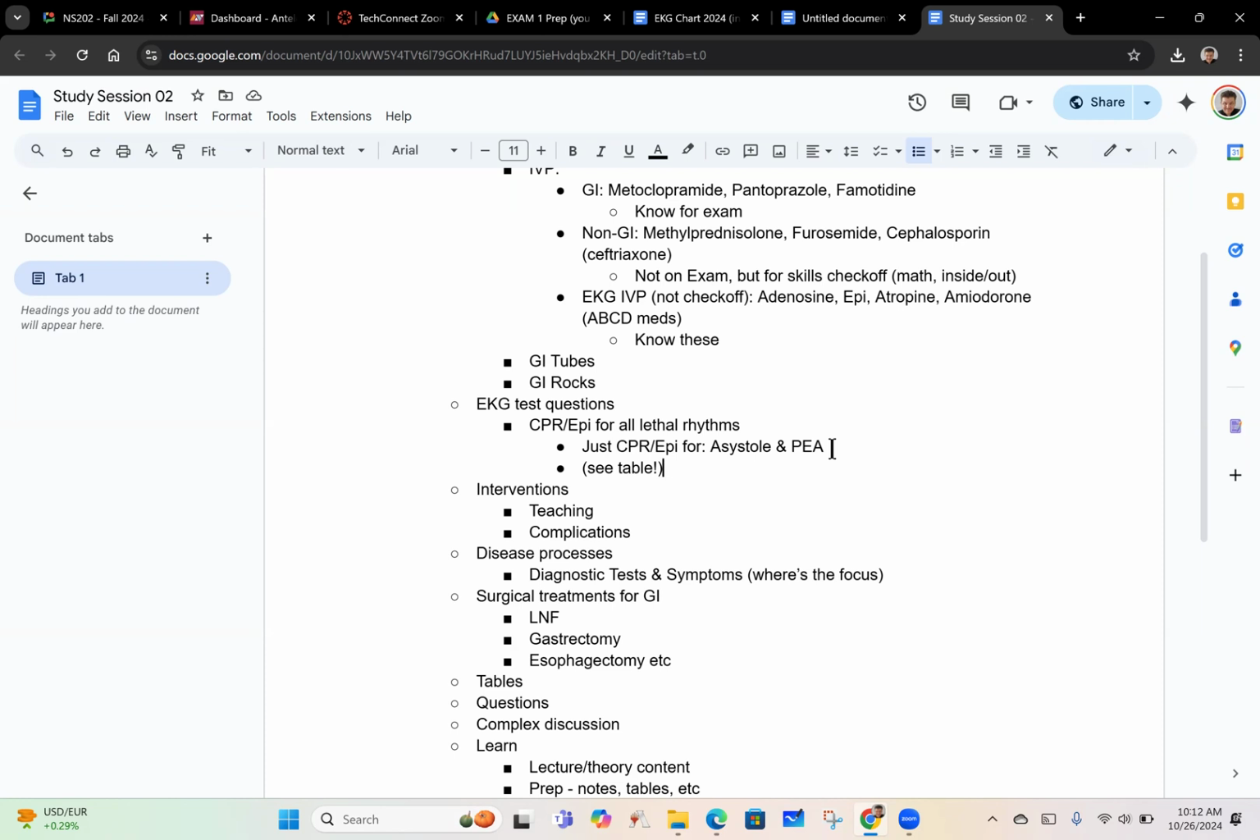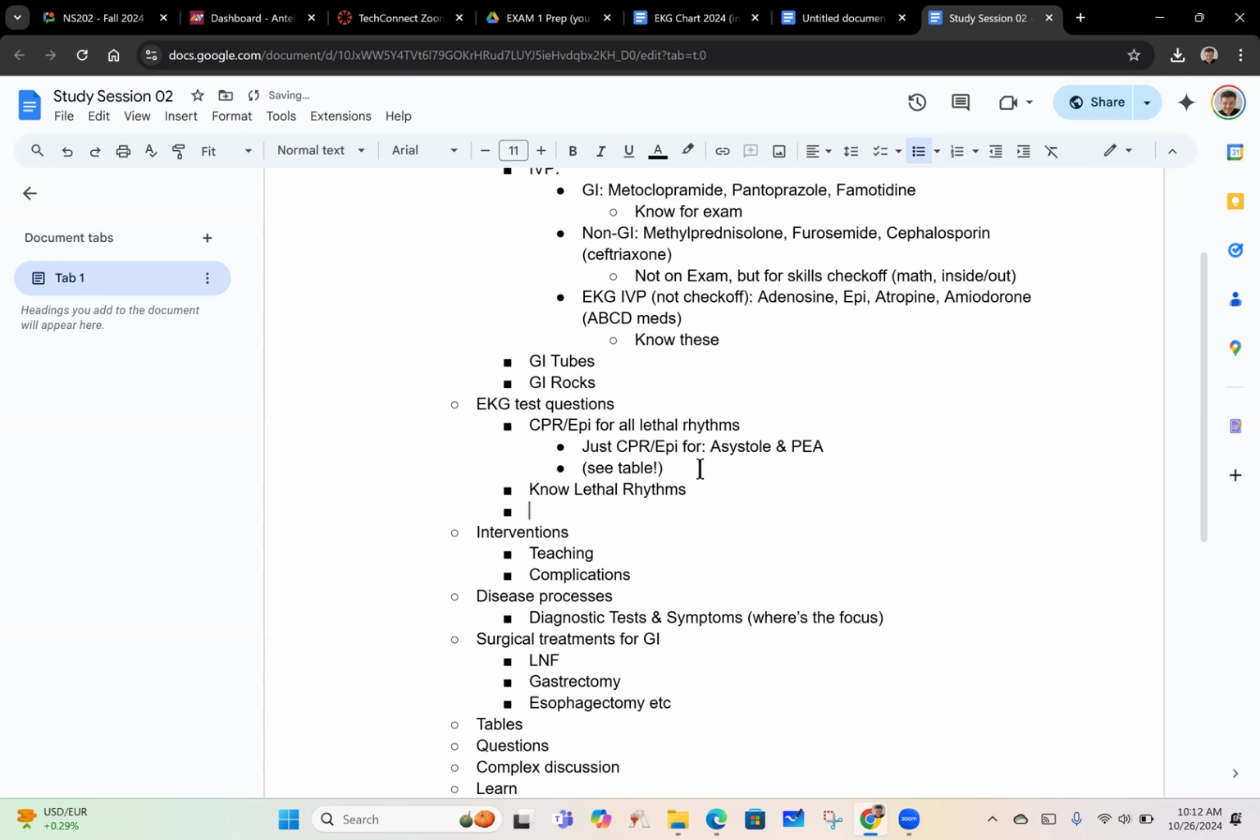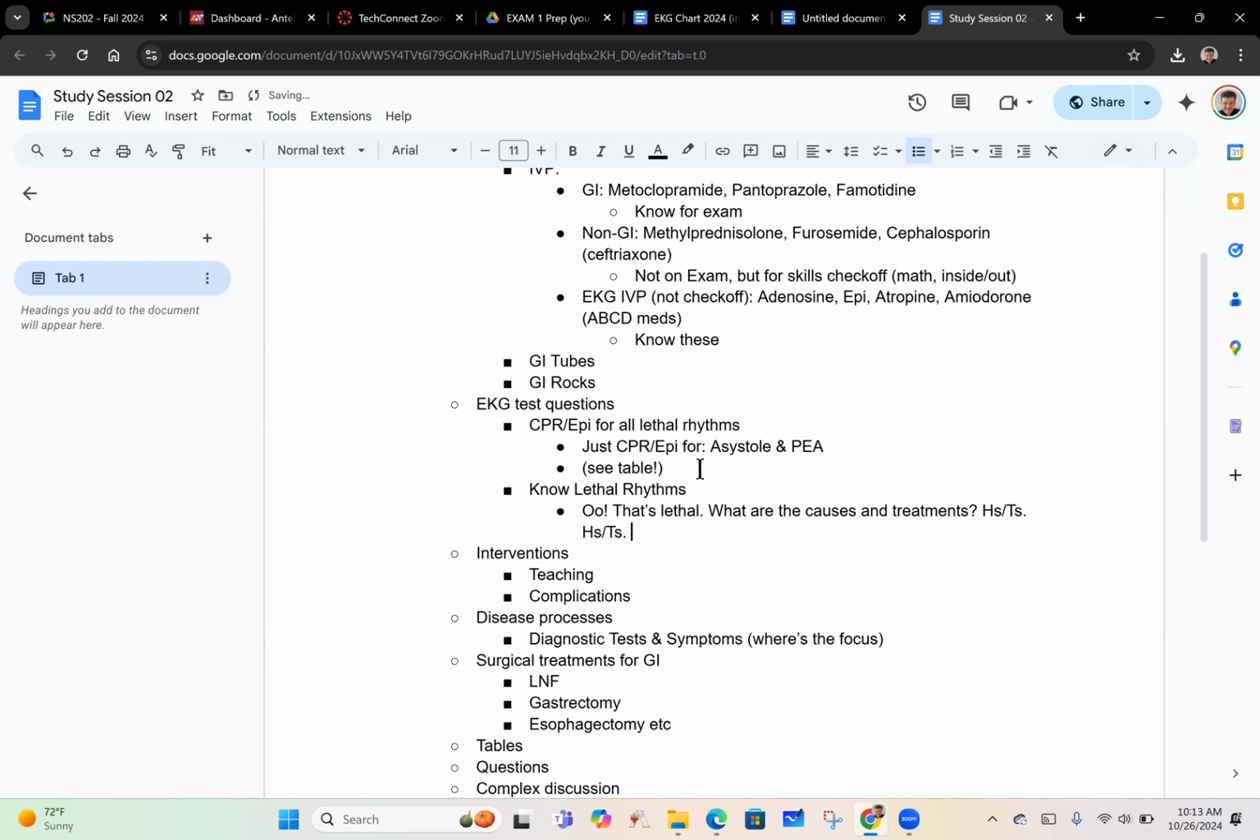All right, so that's what EKG test questions are geared for. So no lethal rhythms, right? Lethal rhythms. So it's recognizing, oh, that's lethal, right? And then what am I going to do about it? What are the causes and treatments? The causes are H's and T's, and the treatments are what? H's and T's, trick question, right? But also CAB is a priority.